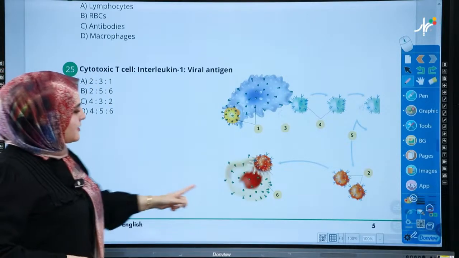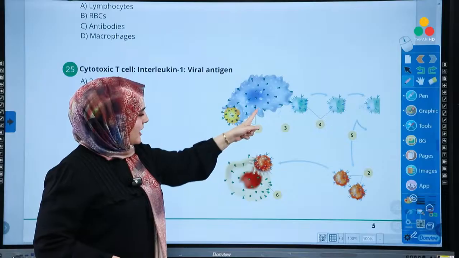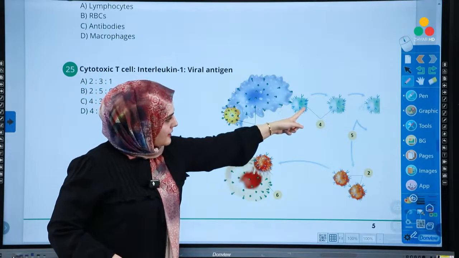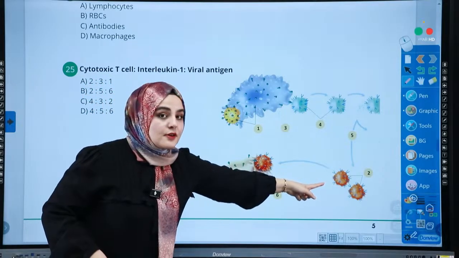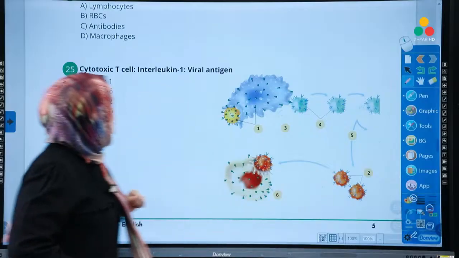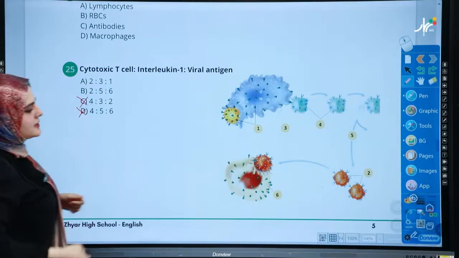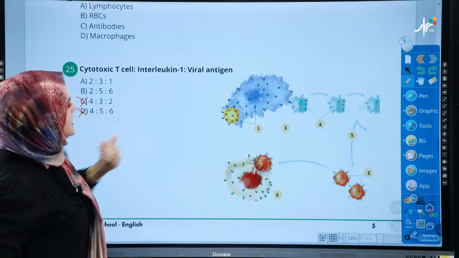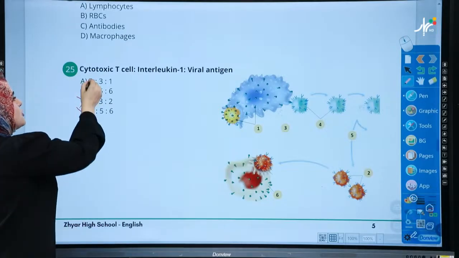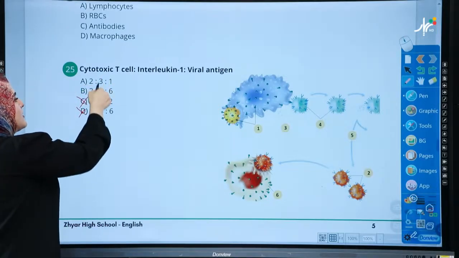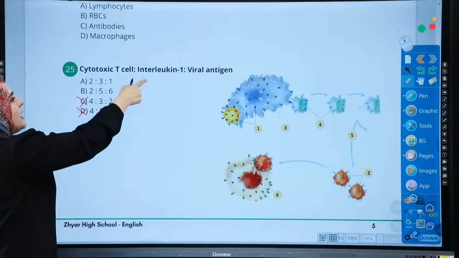Cytotoxic T cell. I know this is an infected cell. This is a macrophage. This is a virus. This is T cell. And this is cytotoxic T cell. So number 2. That means number 4 is out because it's not cytotoxic T cell. Number 4 is actually T helper cells. So 2 and then 3. What's supposed to be 3 or 5?